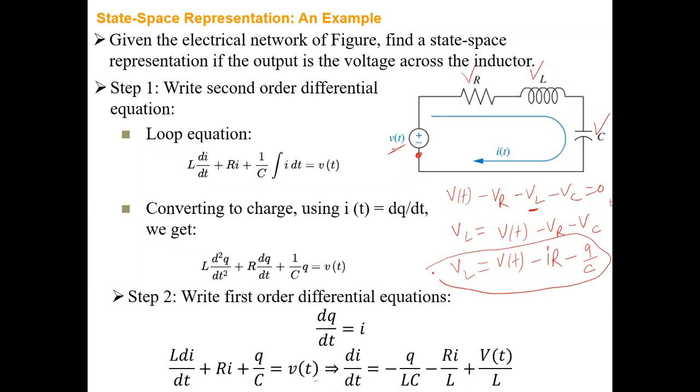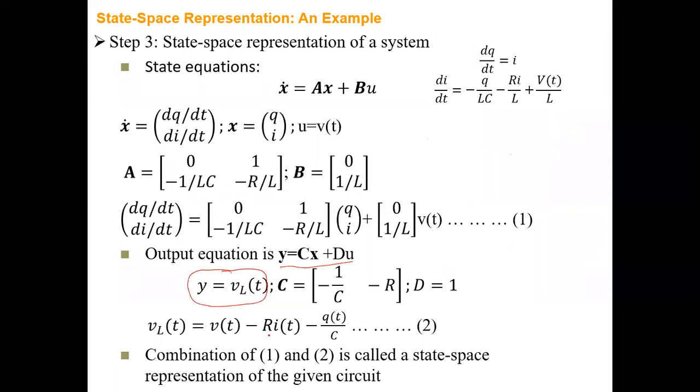This is what I'm writing on the next page. Let me show you right here. See, this is my VT, this is my RI, this is my Q over C. That's what I wrote. Can I rewrite this guy as this? That's what I'm trying to see. So what is your Y? Y is VL. If I choose my C like this, this is my C vector. C vector has negative 1 over C and negative R. Then D is 1. If I choose like that, can I get this?